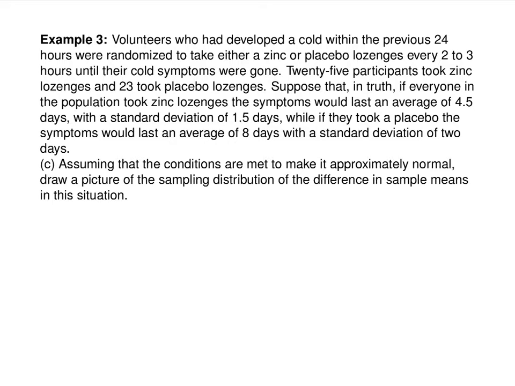Assuming that the conditions are met to make this sampling distribution approximately normal, draw a picture of the sampling distribution of the difference of sample means in this situation. So what we're trying to get at here is that most of the population lies within plus or minus 3 standard deviations of the mean. So here's 3.5, 1, 2, 3 standard deviations above, 1, 2, 3 below.